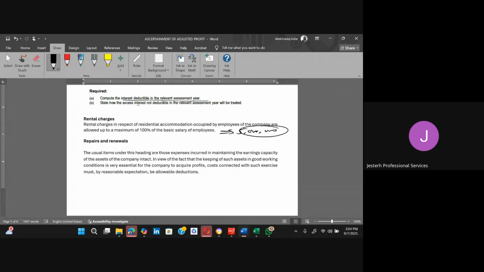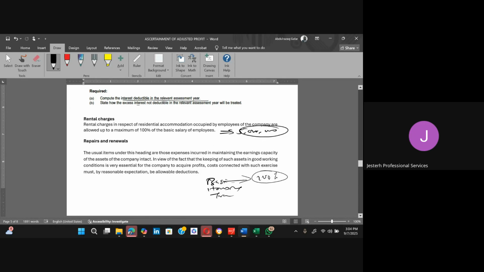So invariably, if an employee is given, let's say, 5 million naira as an accommodation fee for the employees to occupy. In our normal salary structure, we normally have basic, housing, and transport and some other payroll elements. So the only amount that will be allowed for deduction will be restricted to 100% of these amounts.